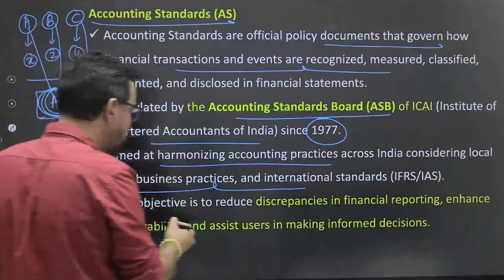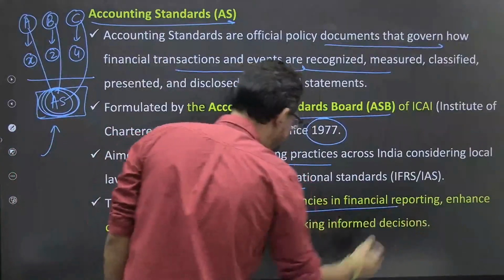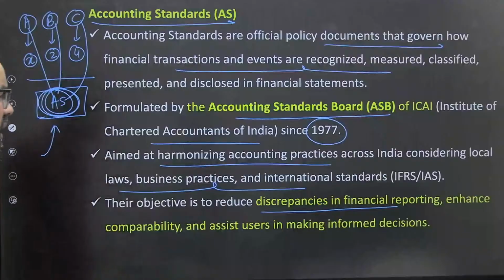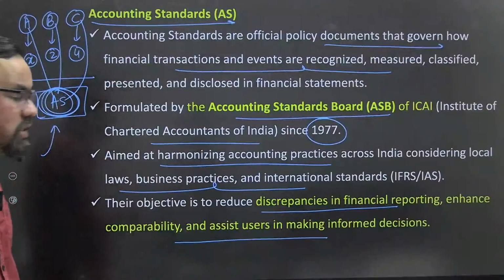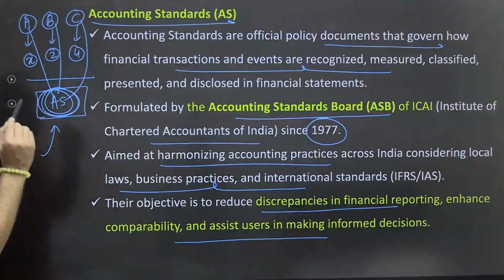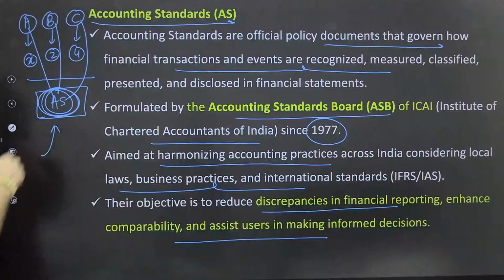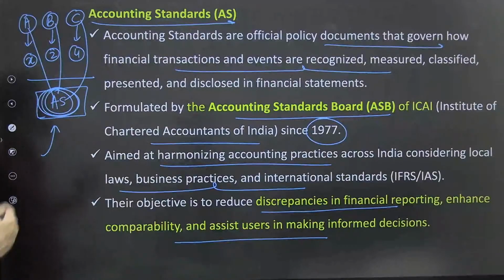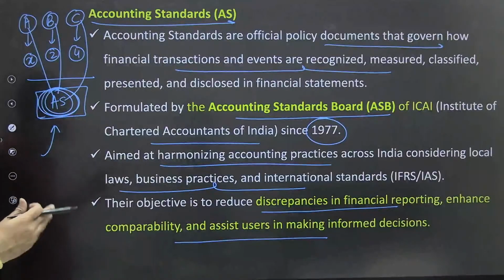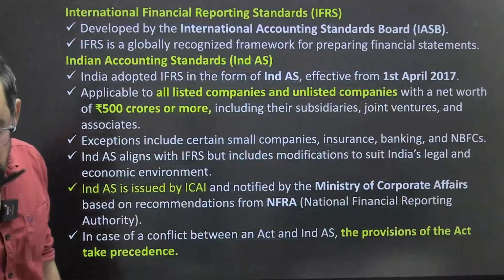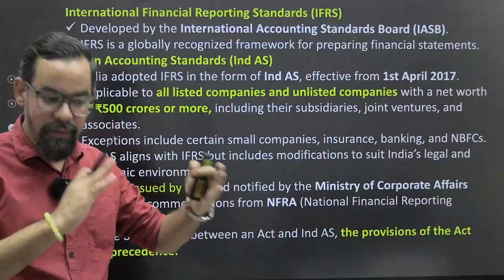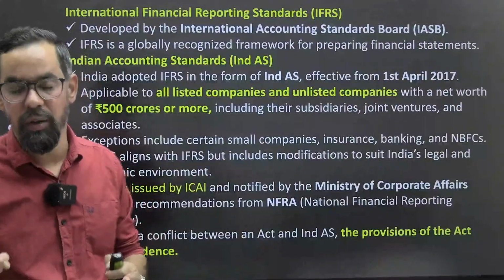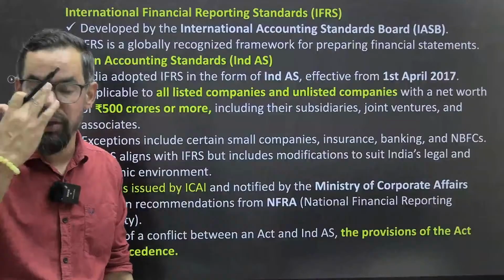Their objective is to reduce the discrepancies in financial reporting, enhance comparability, and assist users in making informed decisions. So we have some sort of uniformity, and every company uses the same standards and the same guidelines while preparing their books. It will help stakeholders to judge that particular company and make their decisions as well.